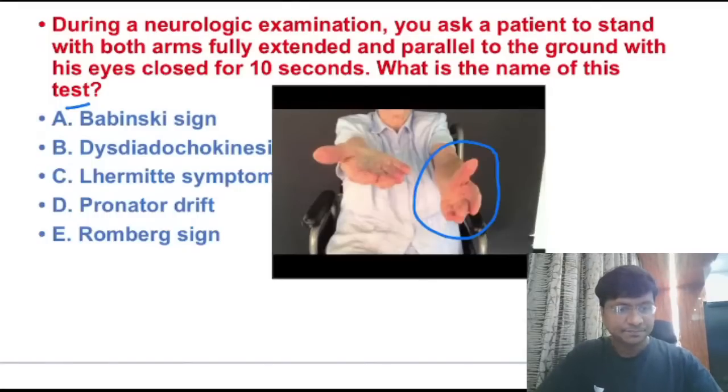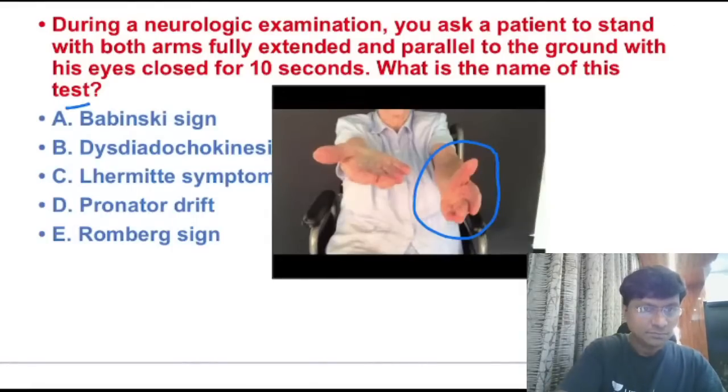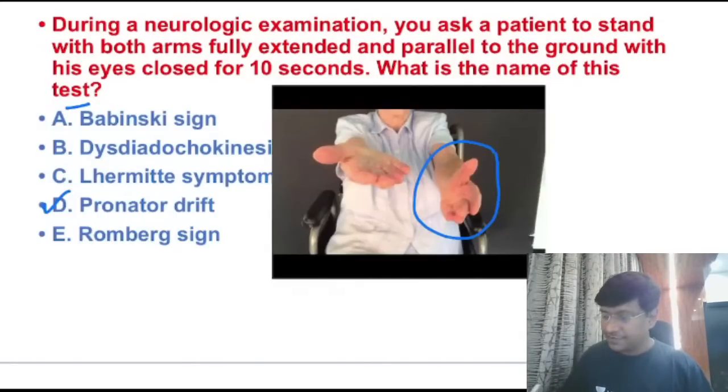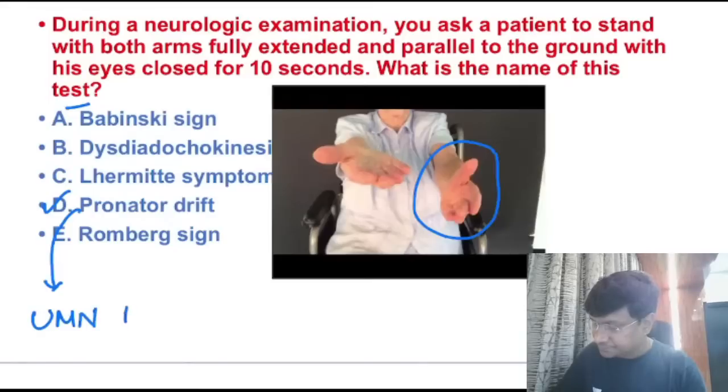Very good. The answer to this question is the pronator drift. Now, what exactly is this pronator drift? Let me tell you. The presence of the pronator drift tells you that there is an upper motor neuron lesion.